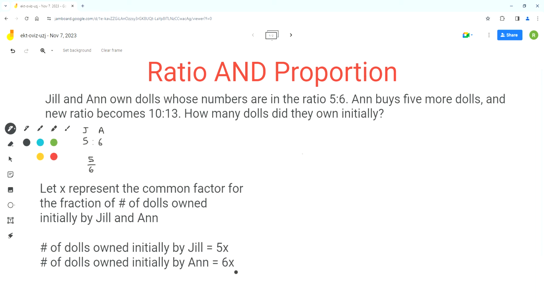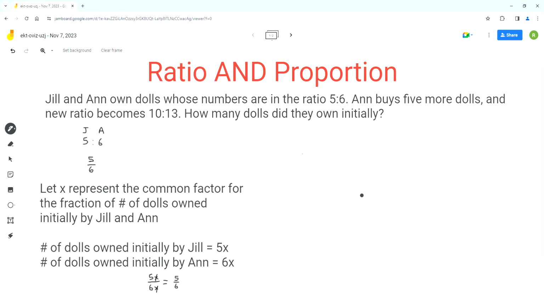Now why does this work? Because when we divide 5x by 6x to find the reduced form of the fraction of the number of dolls they own, the x's will cancel each other out and we'll be left with just 5 over 6. So that's why in order to find the number of dolls owned by Jill and Anne initially, we have to use this common factor. Now we'll use this information to analyze the second part of the problem.